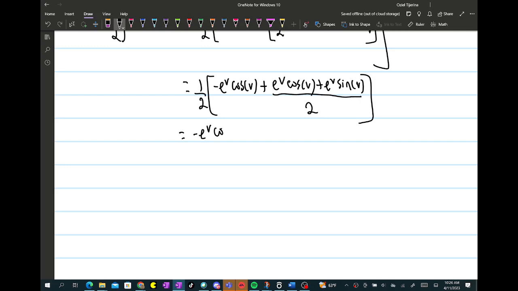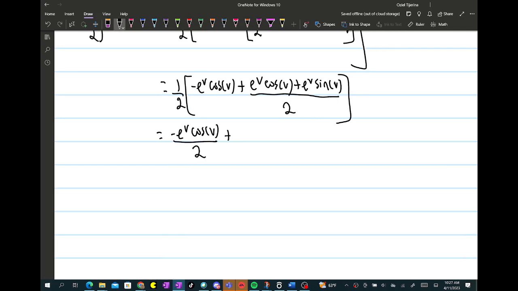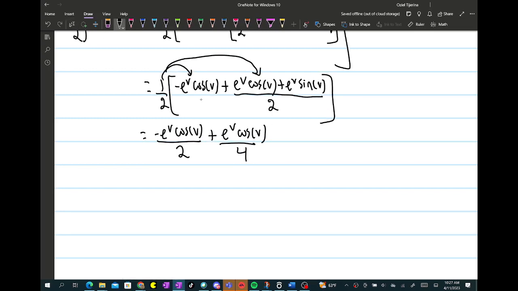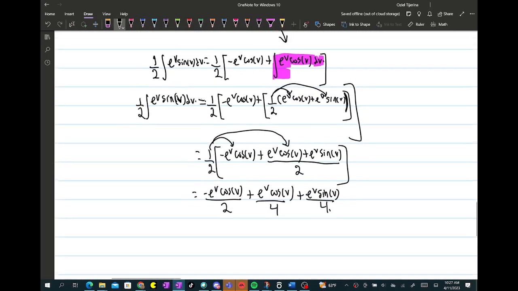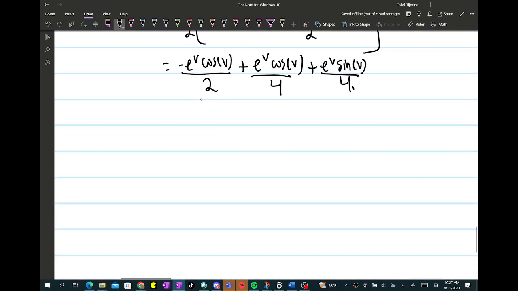negative e to the v cosine of v over 2, and then plus e to the v cosine of v, and notice that the 1/2 is being multiplied to this 1/2 here, so we're going to put it over 4, and then plus e to the v sine of v over 4. Okay, so now it's a matter of just cleaning this up.